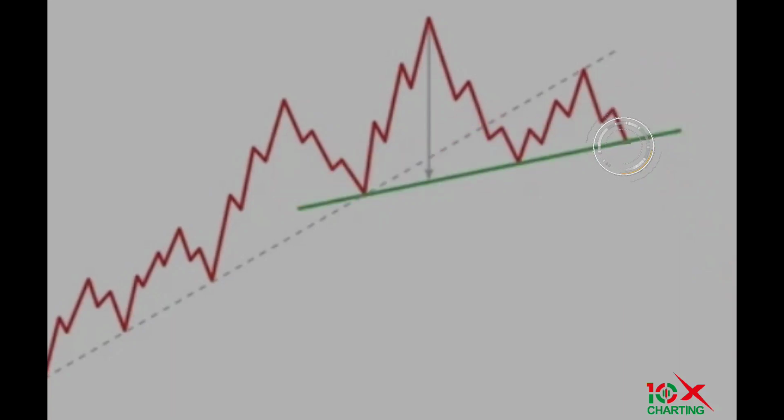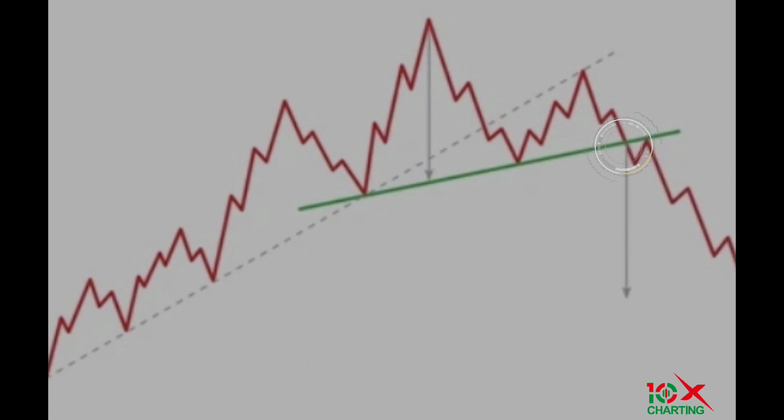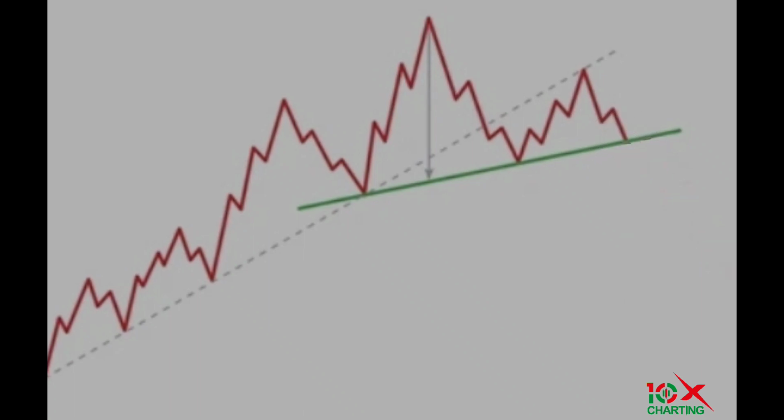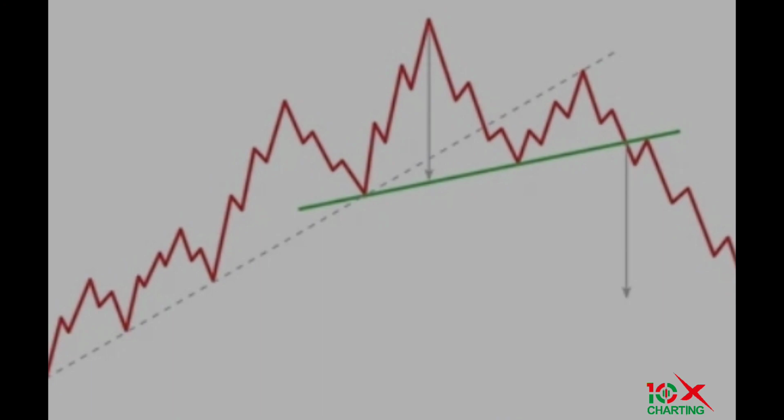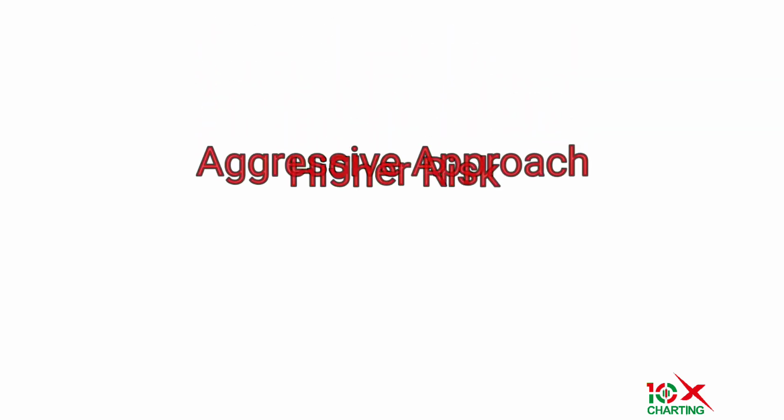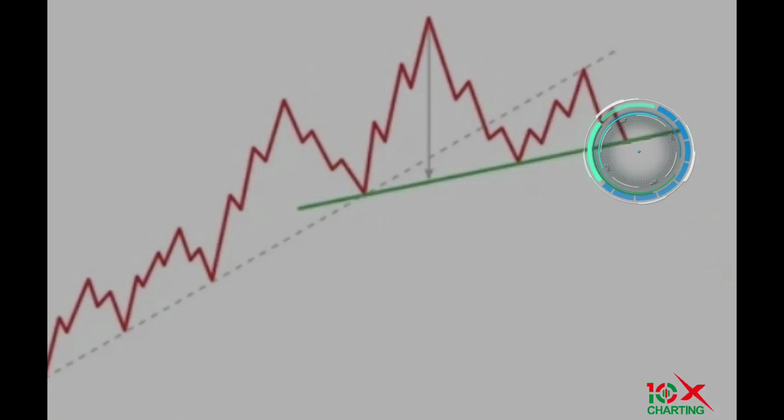Traders who use this approach typically wait for a retest of the neckline before entering a trade. This helps to confirm that the neckline has indeed been broken. The aggressive approach involves entering a trade before the neckline is broken. Traders who use this approach typically enter a trade when the price breaks below the neckline of the pattern.